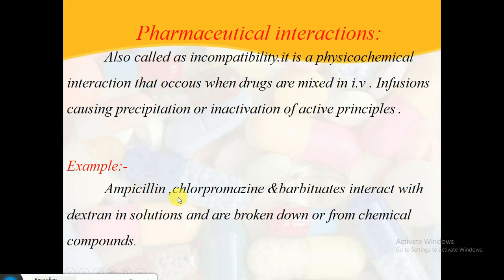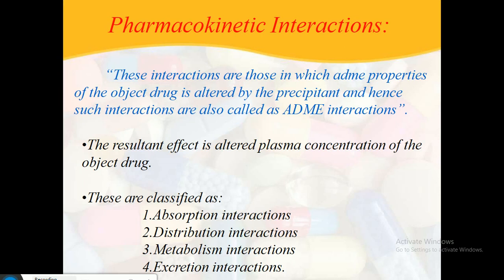If ampicillin or chlorpromazine and barbiturates interact with dextrane in solution, they are broken down or form chemical compounds. The second one is pharmacokinetic interaction. We know pharmacokinetic means what the body does with the drugs. This is the general formula for pharmacokinetics: ADME, A means absorption, D means distribution, M means metabolism, and E means excretion. So these are 4 steps. Pharmacokinetics involves a 4-step mechanism.